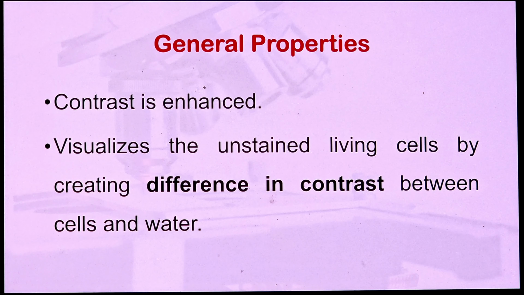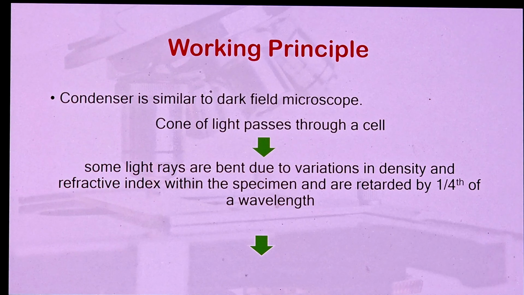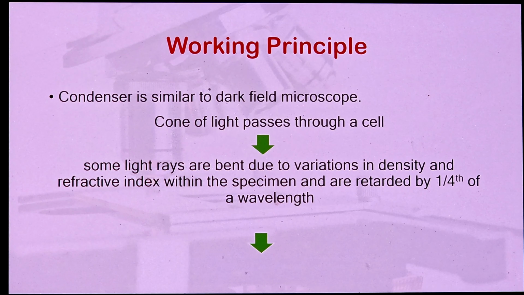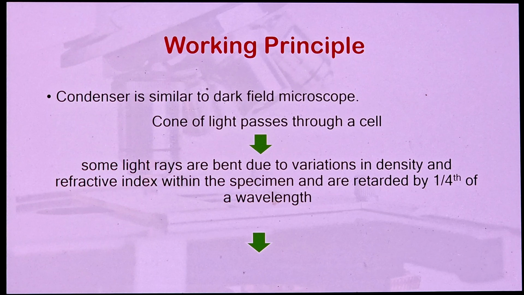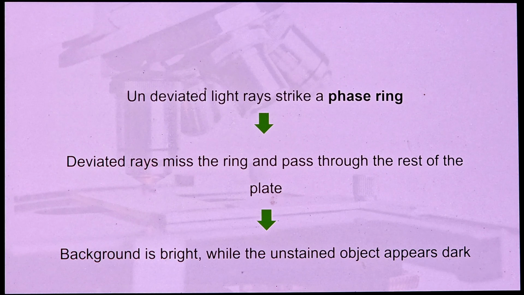Here contrast is enhanced, visualizing unstained living cells by creating a difference in contrast between cells and water. What is the working principle? Here the condenser is similar to the dark field microscope, that is a cone of light passes through a cell. Some light rays are bent due to variation in density and refractive index within the specimen and are retarded by 1/4 of a wavelength. Undeviated light rays strike a phase ring. Deviated rays miss the ring and pass through the rest of the plate. Background is bright while the unstained object appears dark.